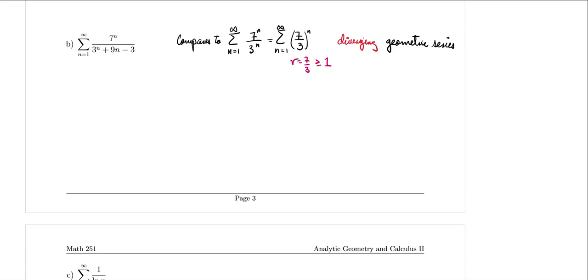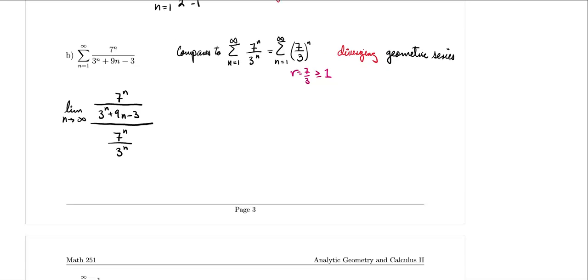So we're going to have here the limit as n goes to infinity of 7 to the n all over 3 to the n plus 9n minus 3, and that is divided by 7 to the n over 3 to the n. Alrighty, so at this point for this one, I am going to multiply by the reciprocal of the denominator. So multiply here by 3 to the n over 7 to the n, both top and bottom. What are we going to get? Well, a couple of things are going to cancel. For starters, we don't have this denominator anymore, and we also get to cancel the 7 to the n. So we're left with the following.